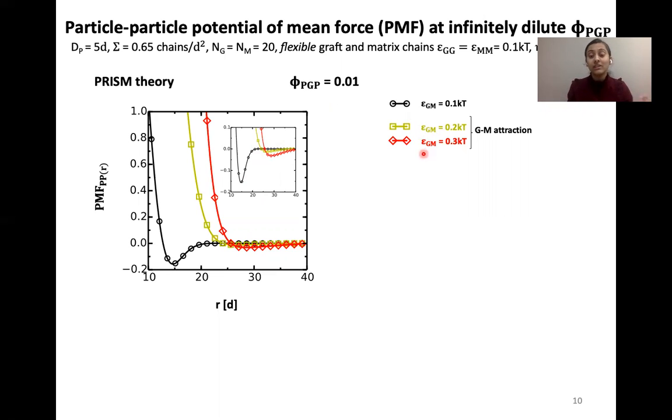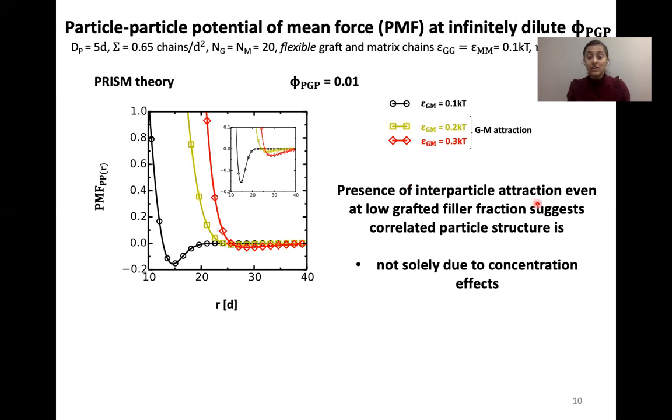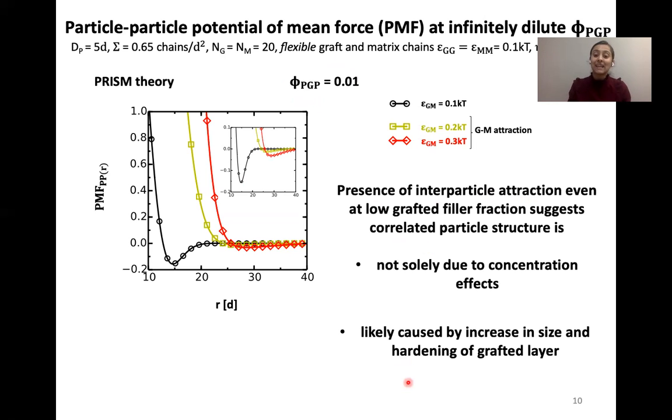Then, as we further increase epsilon_gm to 0.3 kT, we find that the well depth of PMF increases, which suggests that there is an increased tendency for particle-particle attraction at this high strength of graft matrix attraction. The presence of interparticle attraction, even at a low grafted filler fraction, suggests that the correlated particle structure is not solely due to concentration effects and is likely caused by the increase in size and hardening of the grafted layer.